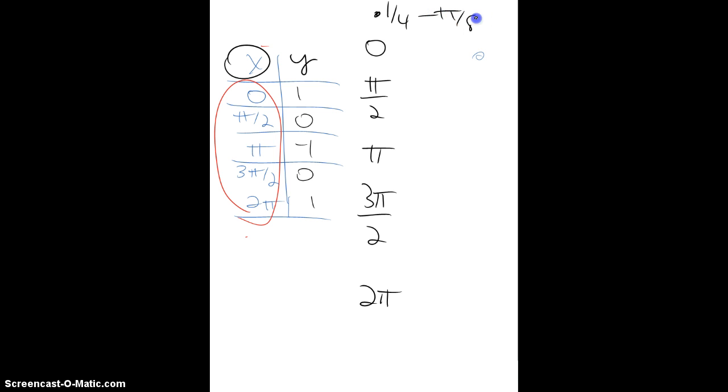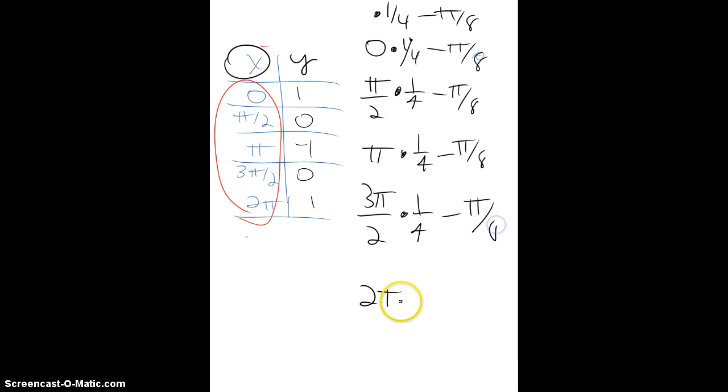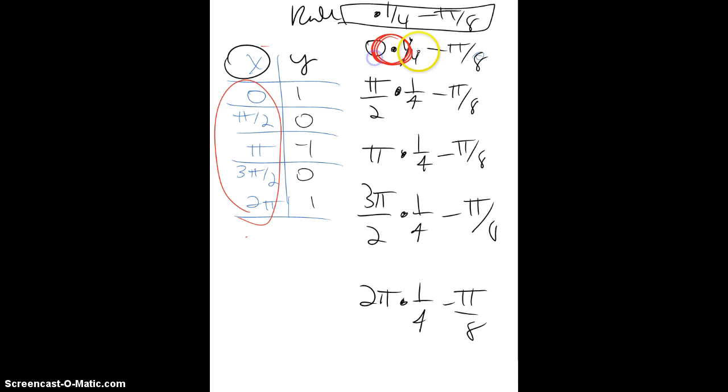Subtract pi over 8. So times 1/4, minus pi over 8, for each of the values. This is my rule, so to speak, because that's undoing the damage that the function, or the transformation, did. If I look at this, this is 0, so minus pi over 8, so my new one is -pi over 8.